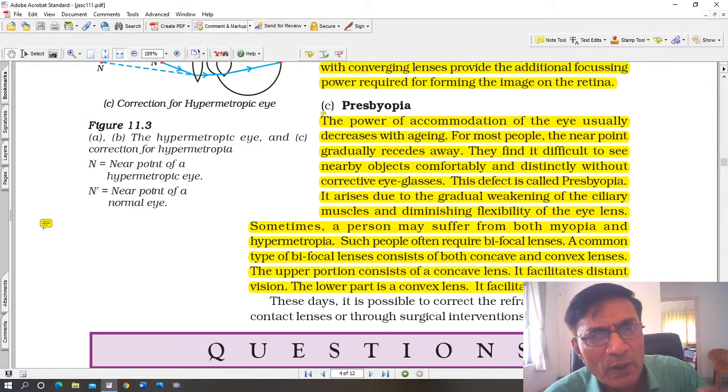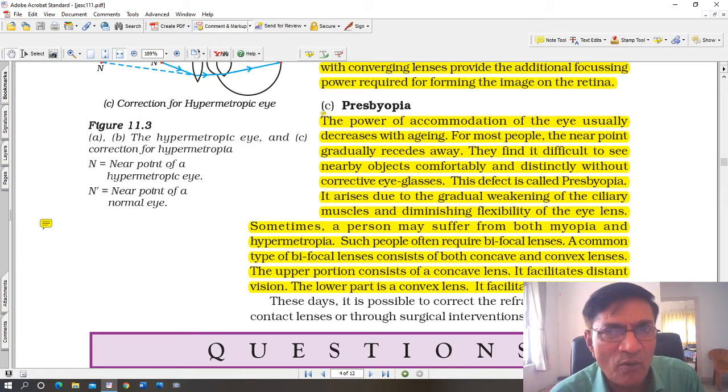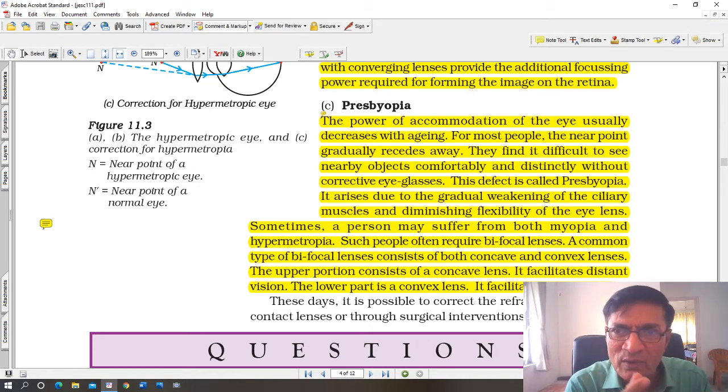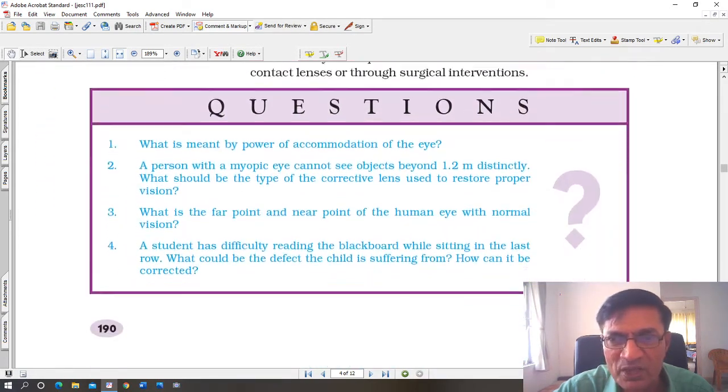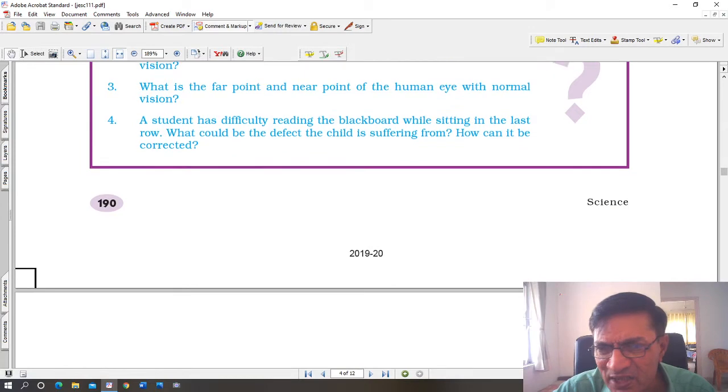This is because the power of accommodation has been lost. The ciliary muscles cannot contract properly, and they cannot expand properly. As a result, the focal length of the natural eye lens cannot increase or decrease, and therefore you cannot focus far away, you cannot focus nearby. Such people are said to suffer from presbyopia. These days different types, even contact lenses, are also used.